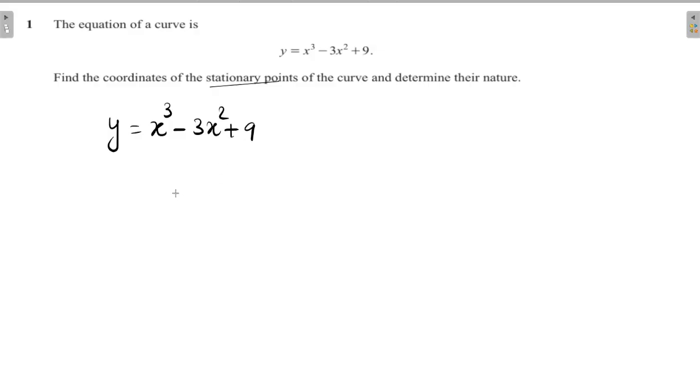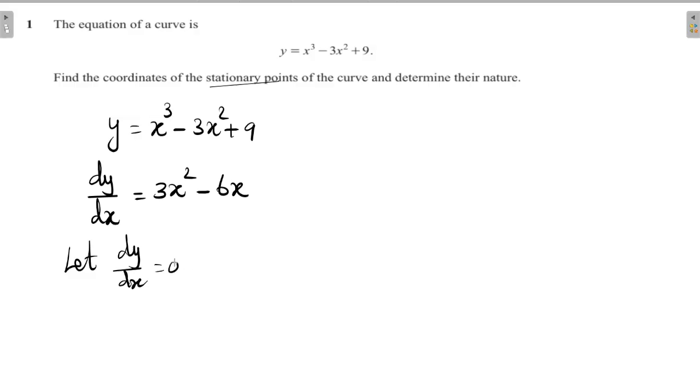At a turning point, the gradient of the curve is always equal to 0. So dy by dx is the gradient. Let's find the first derivative: 3x square minus 6x. This gradient is equal to 0. Let dy by dx equal to 0, so 3x square minus 6x equal to 0.